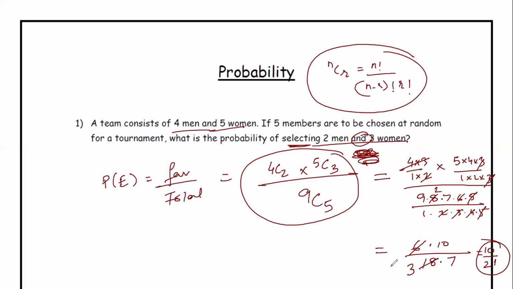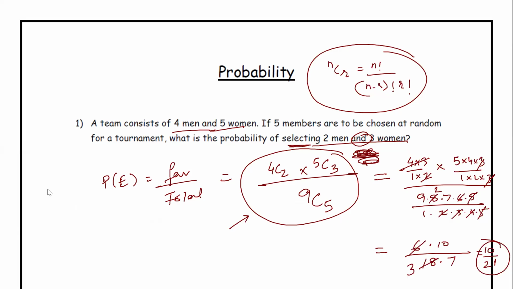If I were to select five people such that it is two men and three women out of four men and five women. Got it? So that's my answer. 10 over 21, or simply this one, 4C2 into 5C3 upon 9C5.